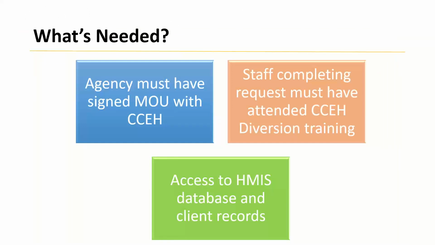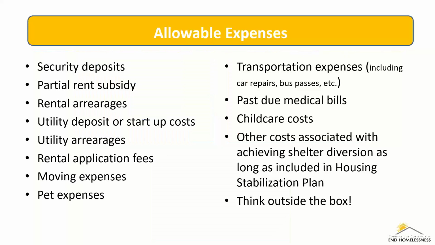So in order to receive assistance for clients you're working with, if you wanted to access any of CCEH's funding, your agency must have a signed MOU with CCEH. For those of you not familiar with the acronym, it's a memorandum of understanding. It's a contract that we both sign. Any staff submitting a request would have to have attended a CCEH diversion training, and your agency would have to have access to the Homeless Management Information System database and the client records there.